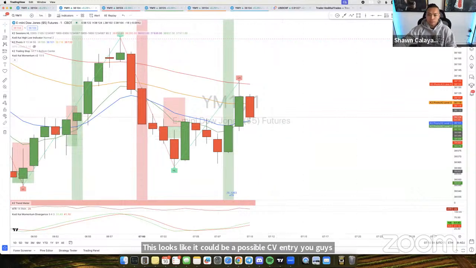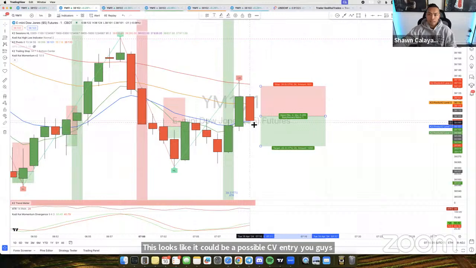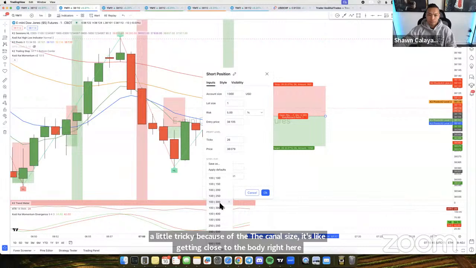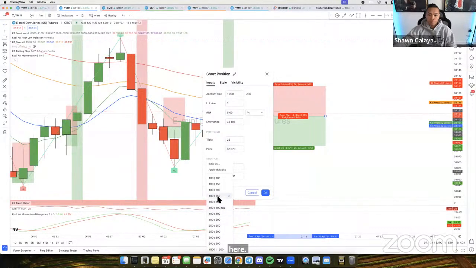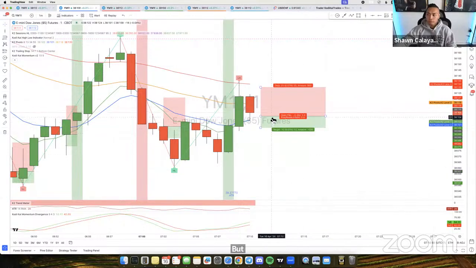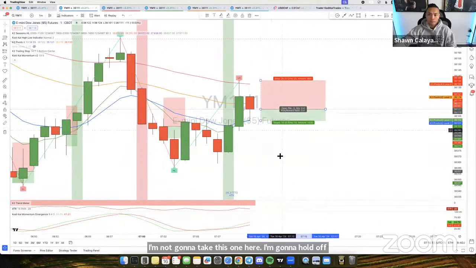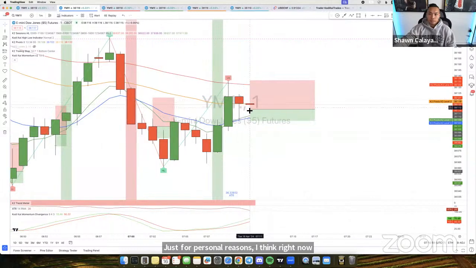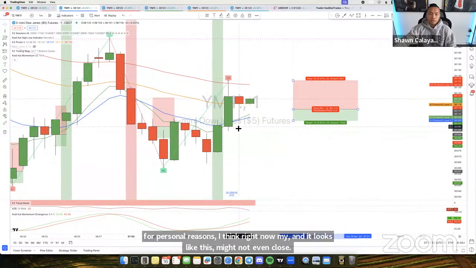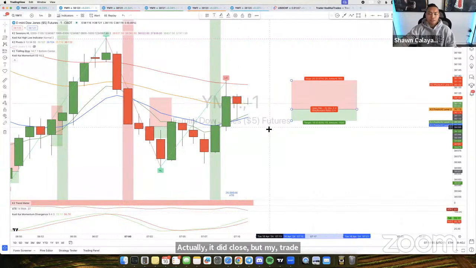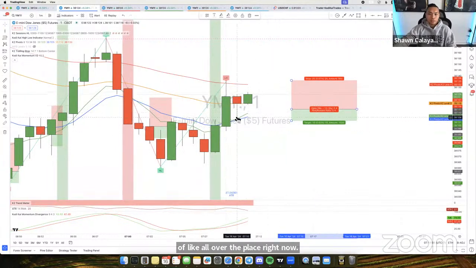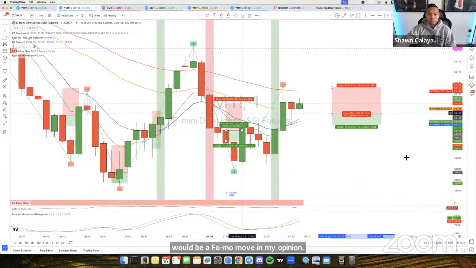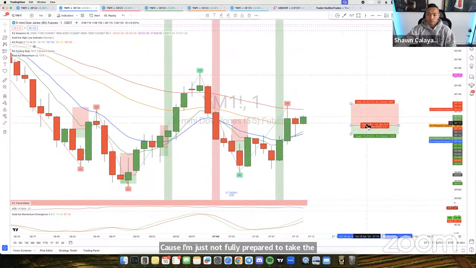It's a little tricky because of the candle size. It's getting close to the body right here. But I'm not going to take this one here. I'm going to hold off on this one here, guys, just for personal reasons. It looks like this might not even close. Actually, it did close, but my trade psychology is kind of all over the place right now because I'm looking at so many things. So I'm not going to take this because if I was to take this, it would be a FOMO move in my opinion, because I'm just not fully prepared to take the entry.